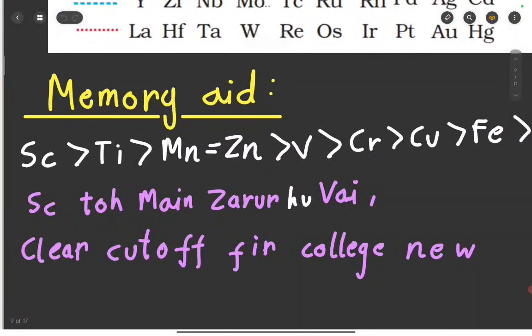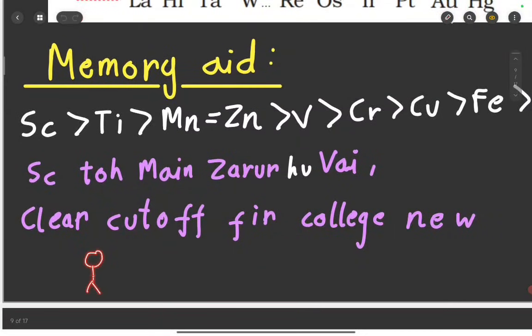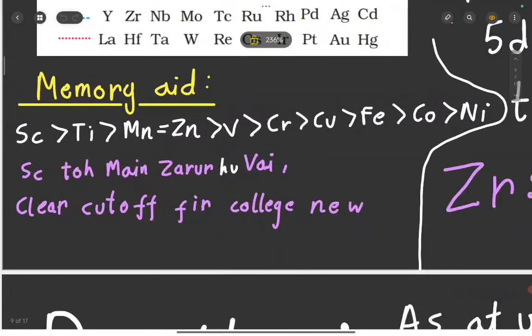So the mnemonic is basically you are a dude who has this reservation and you have cleared the cutoff, and now you're going to a new college. Okay, so what's the mnemonic?